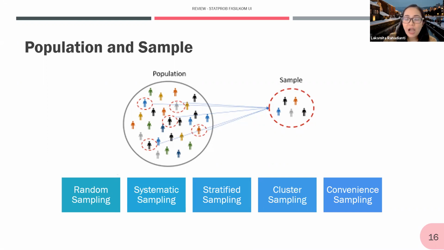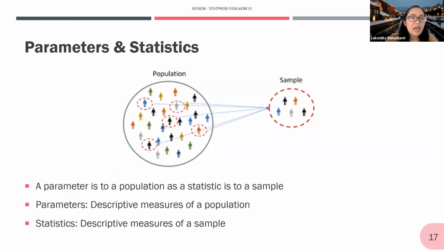And after I do the sampling and I obtain my sample, then I can start taking data. But what I'm taking is not yet representative of the population, because at the moment I'm only taking a statistic from my sample. The parameter is what correlates to the population, which we want to infer later on. A parameter is to a population as a statistic is to a sample.